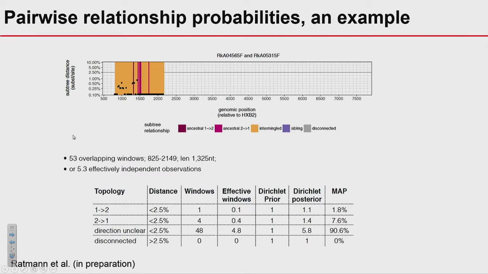This is an example of a pairwise relationship that we're examining here. And you can see that most of the sliding windows suggested that these sequences were in fact intermingled. We had other cases where some were ancestral from 2 to 1, and we had one case where it looked like the first partner was ancestral to the second. And so you can take all this data and then get a posterior probability here for which of these four topologies. The direction unclear represents the intermingled case here. And in this case, it looked like for most of them the direction was unclear, and most of the sequences were intermingled, as you can see up here.